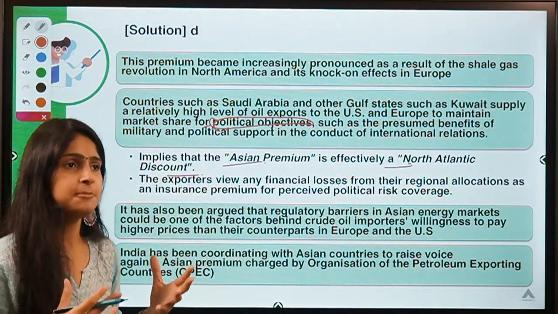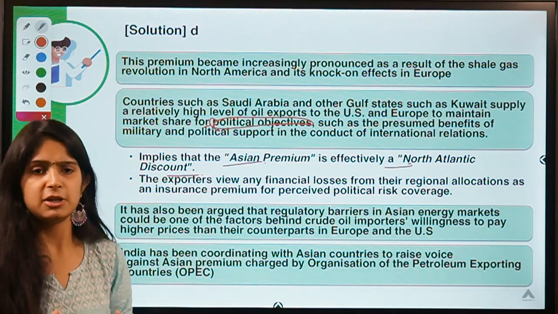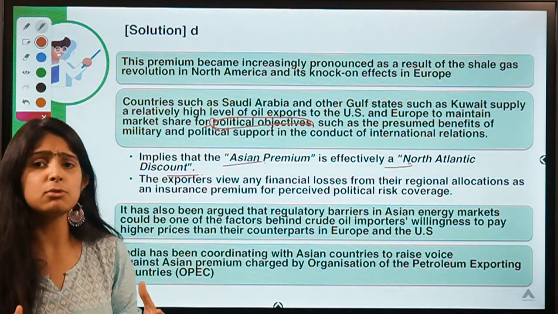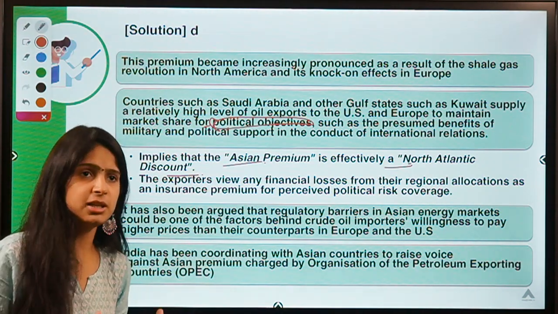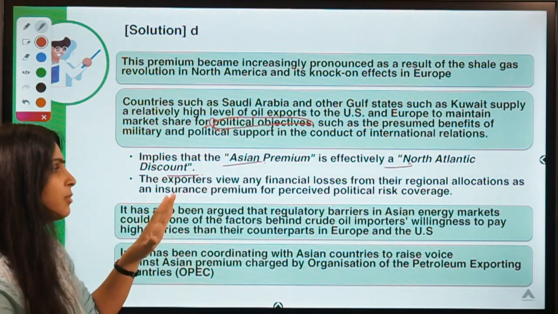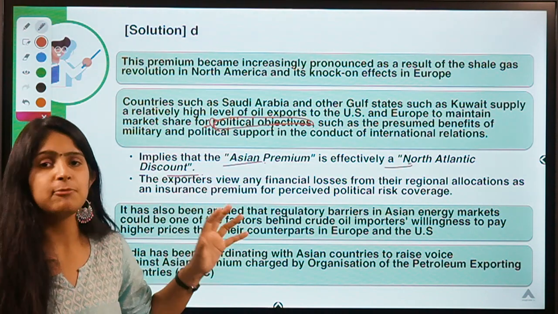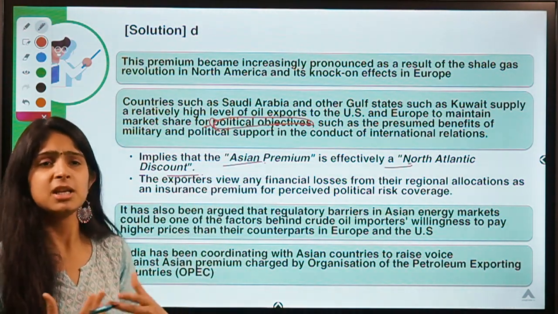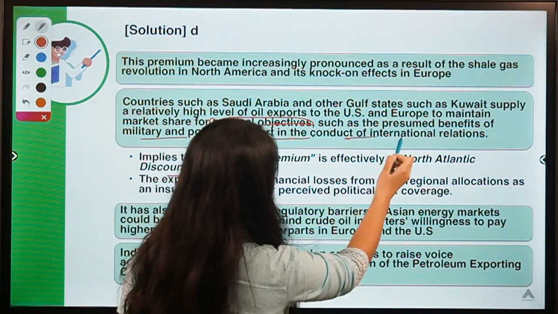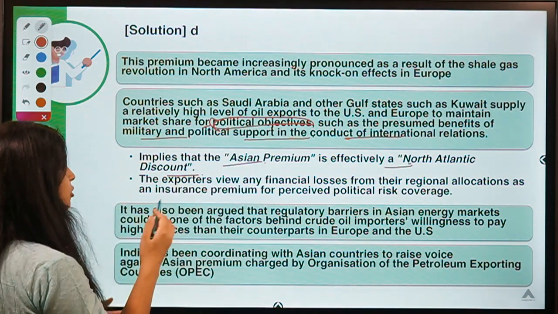See, when a stronger nation is a good friend to you, it helps. In school or college, we all try to be friends with someone who is very good at studies or very popular, because if you get associated with such a person, there are chances that you can also attain their qualities or get some benefit out of it. That is why, if these countries stay in the good books of these Western nations, they would have military support in case things go bad. So, the presumed benefits of military and political support in the conduct of international relations. Asian premium, more like a North Atlantic discount.